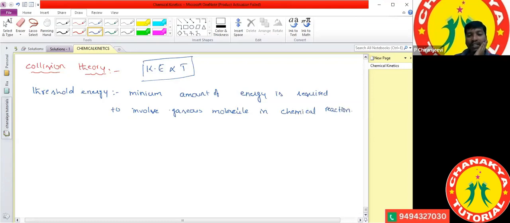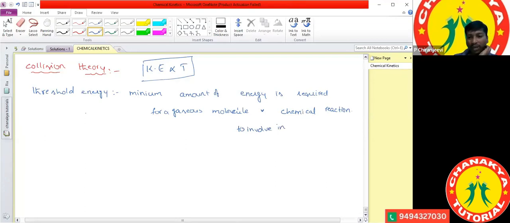So what is meant by threshold energy? The minimum amount of energy required for a gaseous molecule to involve in a chemical reaction is called threshold energy. So this is the definition.